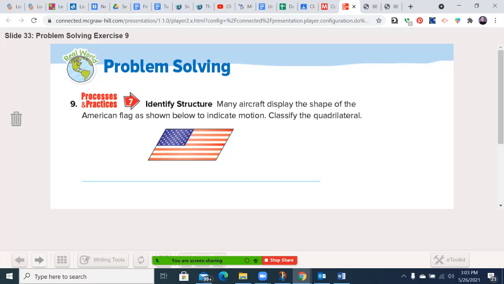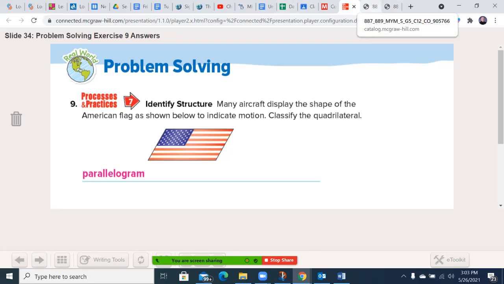And one last one. Many aircraft display the shape of the American flag, shown below, to indicate motion. What is this quadrilateral? Go ahead and pause the video and unpause when you're ready. Welcome back. It's a parallelogram.